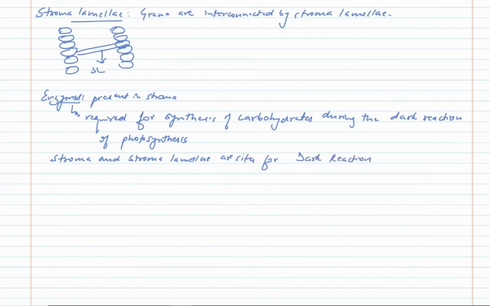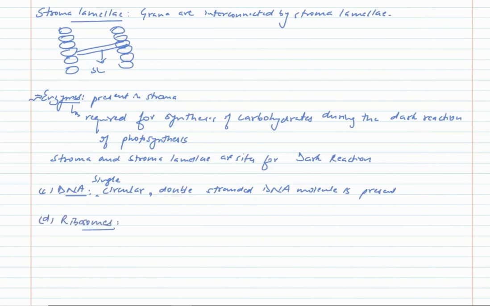Apart from enzymes, there is also presence of DNA, which is a circular double-stranded DNA. And a single molecule is present, so a single circular double-stranded DNA molecule is present. They also contain ribosomes, which are of 70S type.